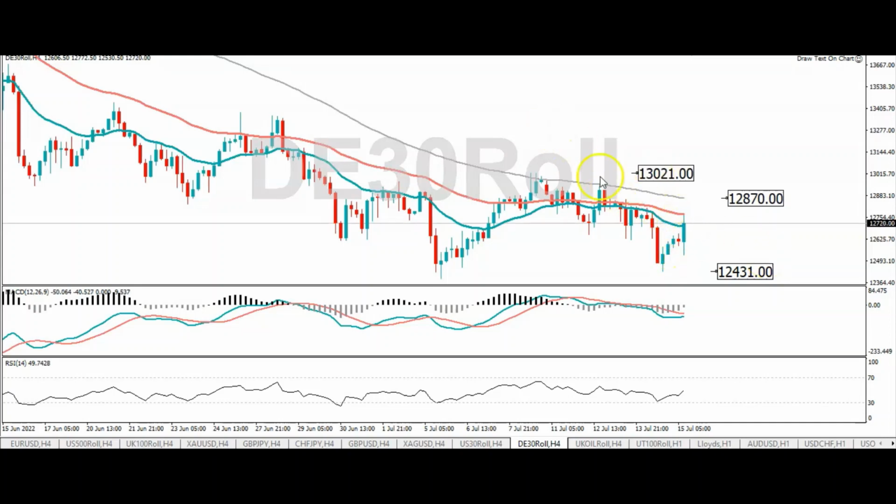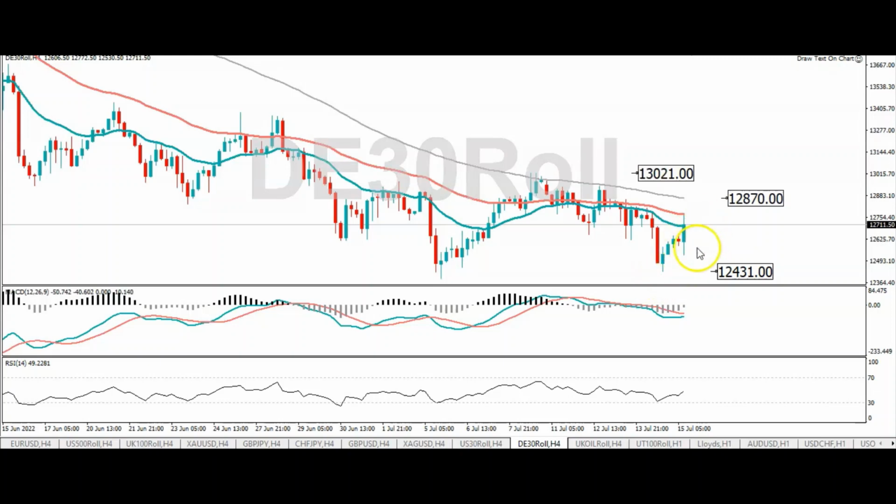Looking at the price action recently, we can see the DE30 has been moving lower. While the market continues to hold below these two simple moving averages, it's likely the DE30 will continue to move lower. If it moves lower from here, it could look to retest 12,431.